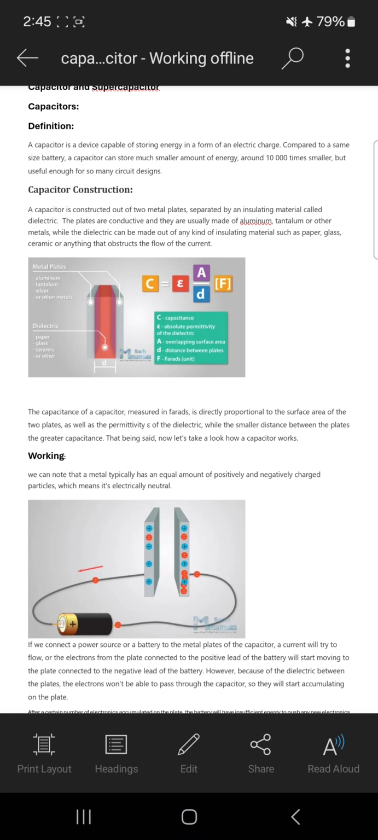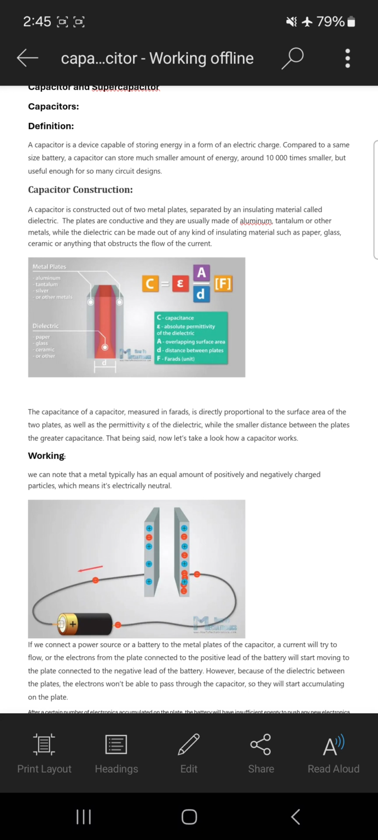Here you can see the metal plates set aside, which may be of aluminium, tantalum, silver or other metal, while the dielectric may be of paper, glass, ceramic or other insulating materials.